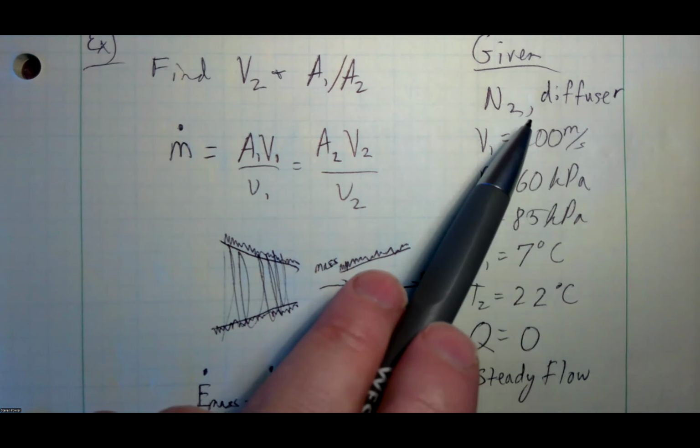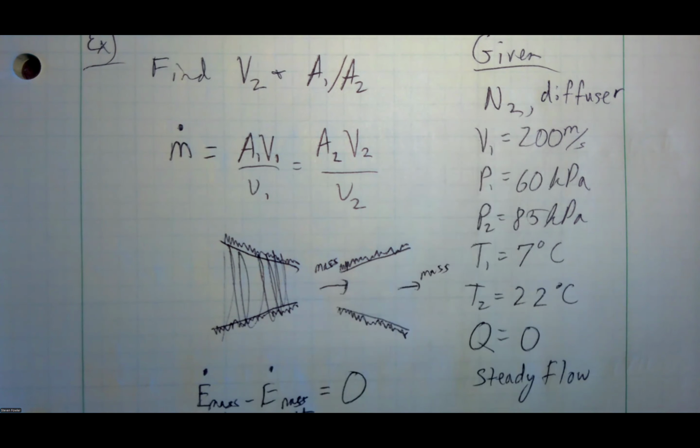All right. I write N2. You could write out nitrogen if you like, but I remember nitrogen is a diatomic gas, so I'm just going to write N2. So it's a diffuser. So I need to draw it this way, not that way, this way, going to a larger cross-sectional area. Right. And I said, write your first law equation.